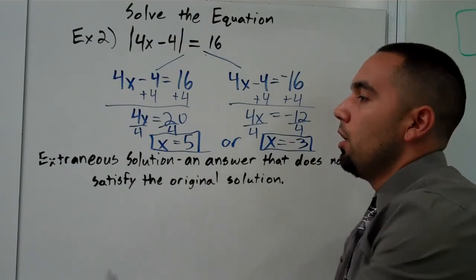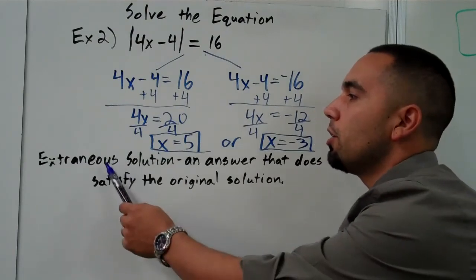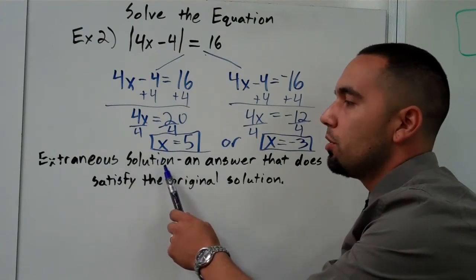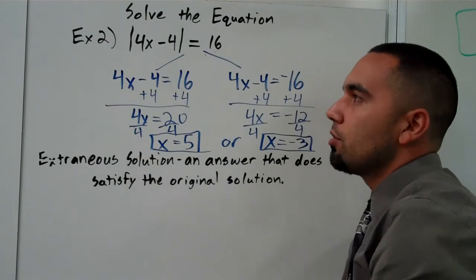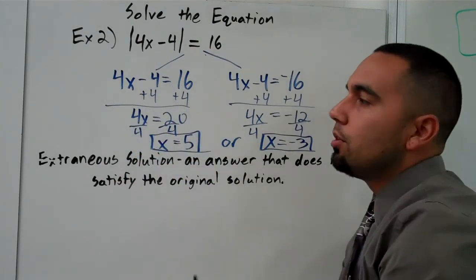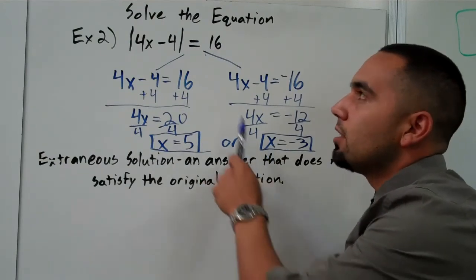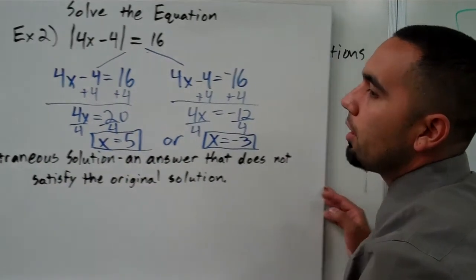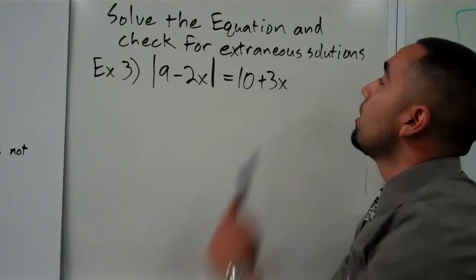Okay? So those are basic absolute values. But we also have to know about this. So extraneous solution, and basically this is just a real basic definition, it just says an answer that does not satisfy the original equation. So whenever we're dealing with absolute values, it's very possible to get an equation where the answer that we get doesn't make any sense in the original equation. Okay, and let's take a look at an example like that. So solve the equation and check for extraneous solutions.